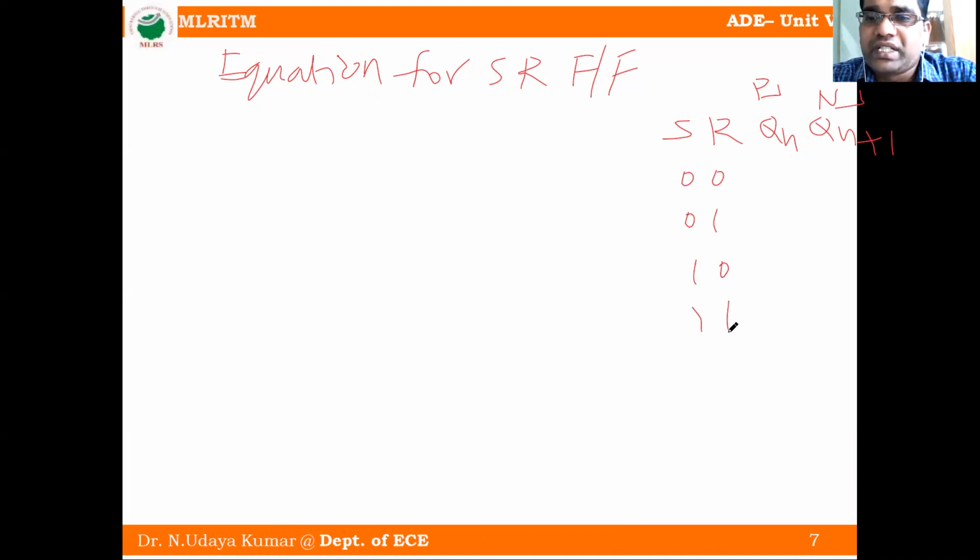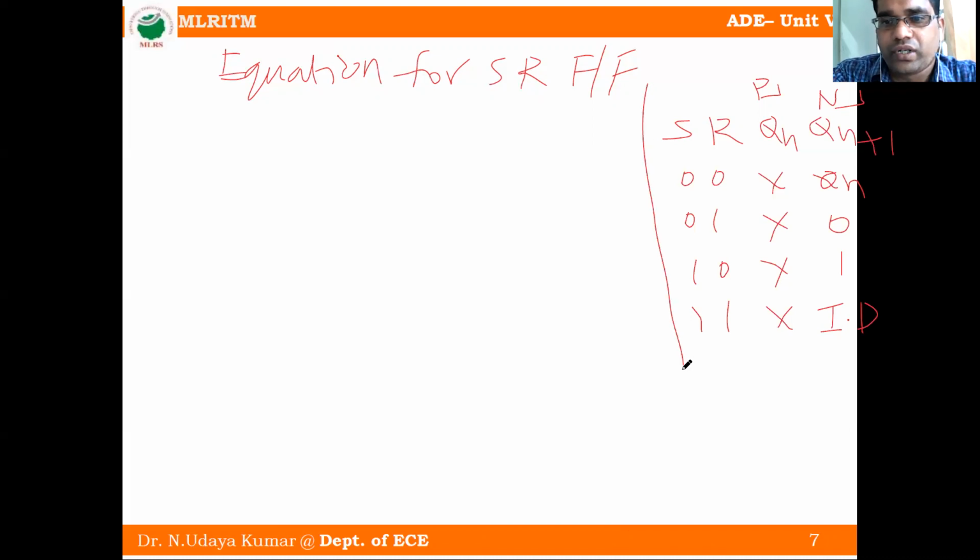Present state we don't know, that's why we put it as don't care. What is the next state? Just now we got it. The next state is Qn for 0 0, 0 for 0 1, and 1 for 1 0. This state is the indeterminate state. So this is the truth table for SR flip-flop.